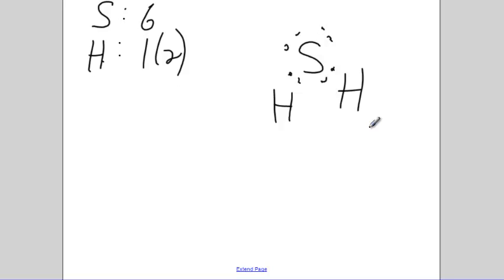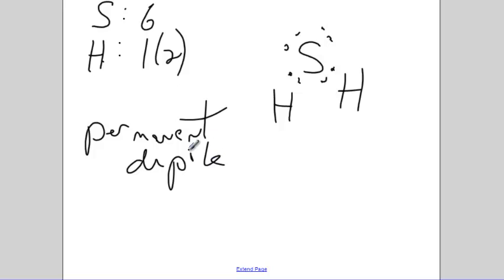There's what they call a permanent dipole here. Not an induced dipole, but a permanent dipole. A dipole that exists all the time. Okay? A permanent dipole. That makes this kind of bonding dipole-dipole bonding.